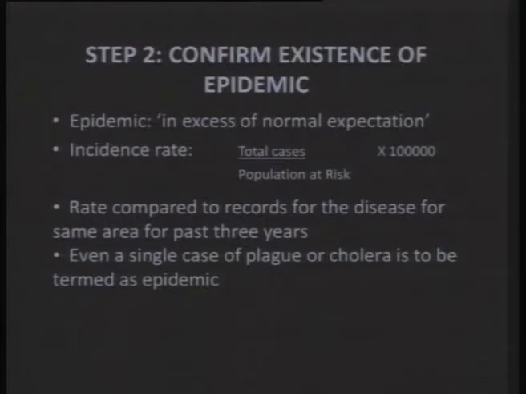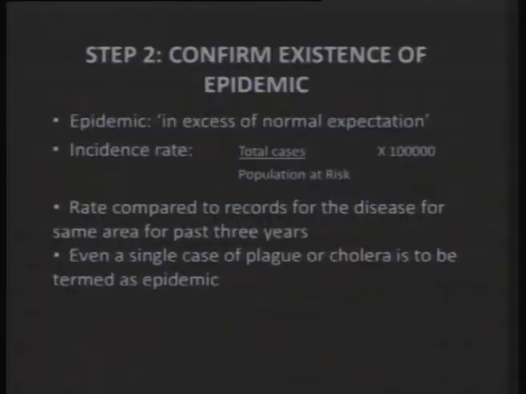In fact, those who are statistically inclined will perhaps understand that what we use is 2 standard deviations higher than the mean expected value for that particular area. But you need not go into so much detail. What is simpler is to just see the incidence rate and see if it is in excess of the average for the past 3 years. As I said, in certain kinds of diseases, whether it's plague or cholera, it will be termed an epidemic even if there is a single case, because we do not have a normal expectancy of plague or cholera even as a single case in a particular defined population.